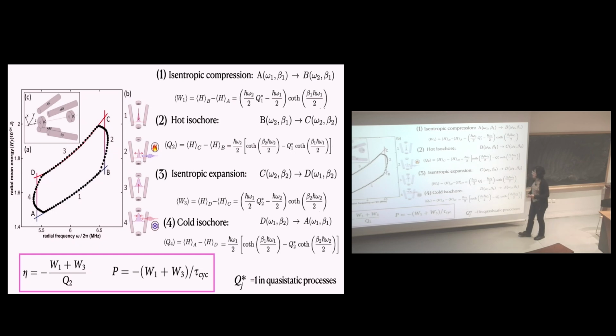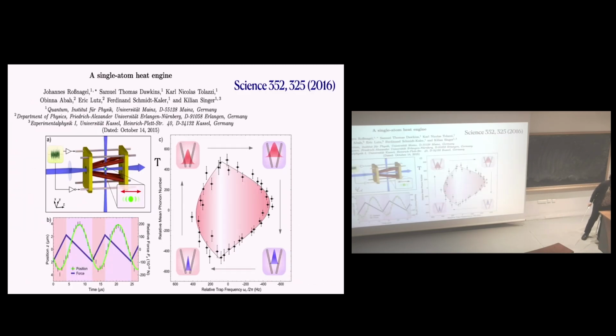So in this procedure, it is argued that you can perform the cycle with a single ion, and you can get some work, and if this takes some time, it is simply divided by the period of the cycle. But this is the experiment.